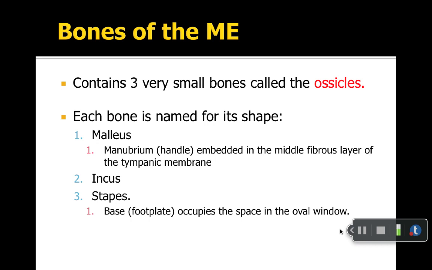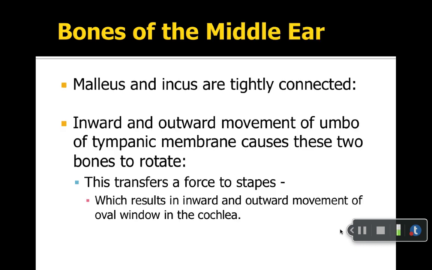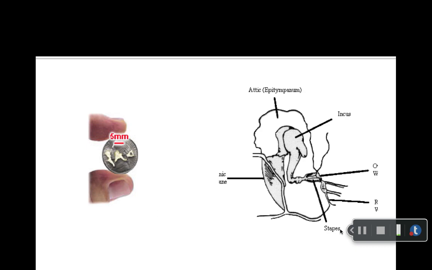You have the 3 smallest bones in your body in your ears. They're called the ossicles. The first is the malleus, and remember the manubrium, or the handle of the malleus, is embedded in the tympanic membrane. It kind of pulls the tympanic membrane up and on an angle. Then you have the incus and the stapes. The base of the stapes sits in that oval window. The malleus and the incus are tightly connected. The inward and outward movement of the umbo, that's the part of the malleus that's embedded in the tympanic membrane, causes the 2 bones to rotate, and this transfers a force, which results in the inward and outward movement of the oval window in the cochlea.